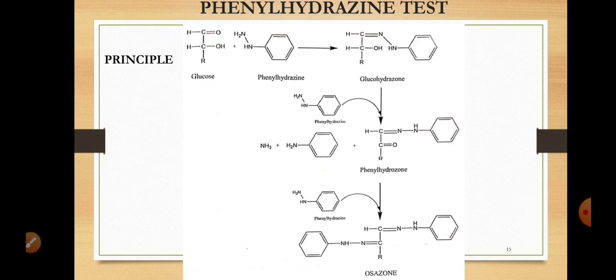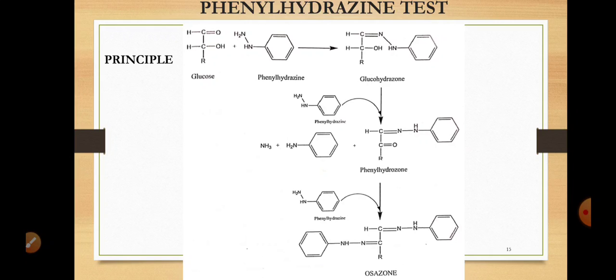It forms phenyl hydrazone by condensation with the aldehyde group first. The reaction does not stop at this stage. The adjacent CHOH group is then oxidized by a second molecule of phenyl hydrazine hydrochloride, which itself gets reduced to aniline and ammonia. You can see there.